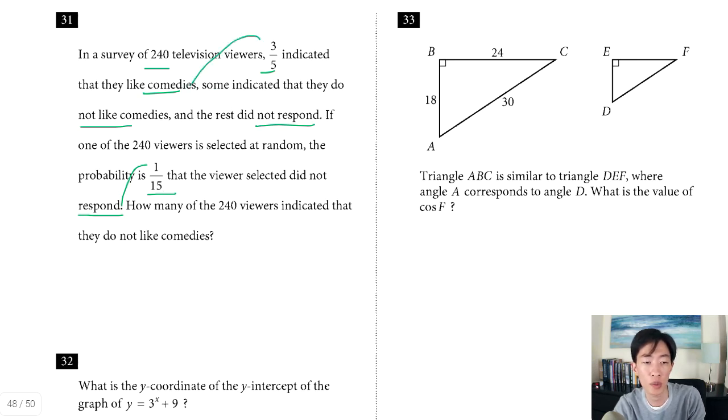All right, so we got 3 groups, and it pays to just organize yourself. So the first group is the one who liked comedy, and that was 3/5 of the 240. The ones who did not like comedy, they're asking us about, they didn't give us a number, but the ones who did not respond were 1/15 of the group. So notice we have enough information to figure out the group who did not like comedies, because we know the total is 240 and we know each fraction. So you can do this a number of ways. You can calculate 3/5 of 240, you can calculate 1/15 of 240, subtract, and then get the number.